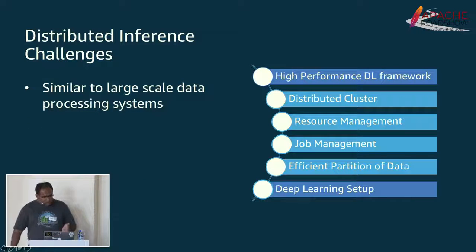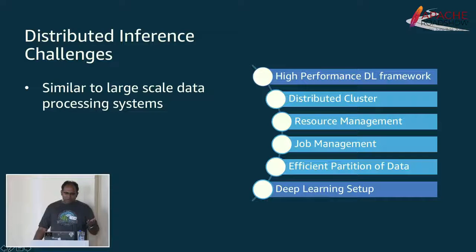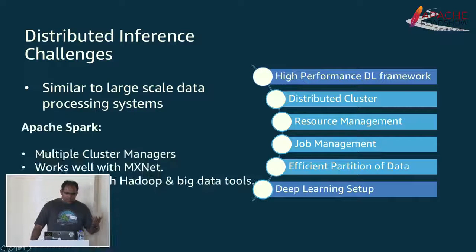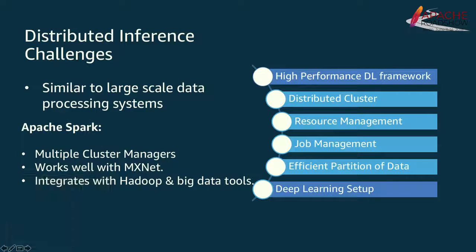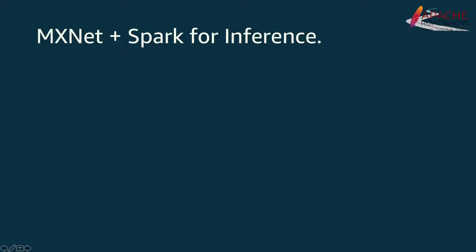Many of these look very familiar and similar to large-scale data processing systems, right? Apache Spark solves many of these problems, and you can use multiple cluster managers. It also works very well with MXNet, and it integrates with Hadoop and big data tools. If you have data on Hadoop clusters, now you can gain new insights using deep learning. So I have a demo.